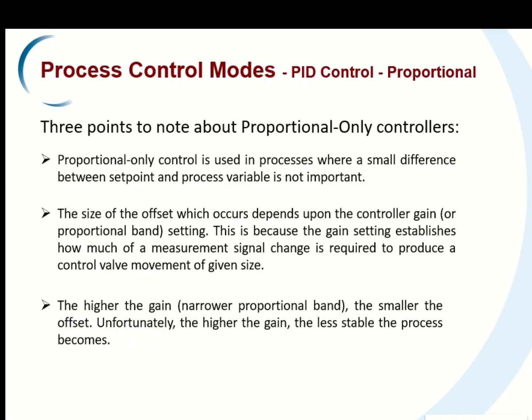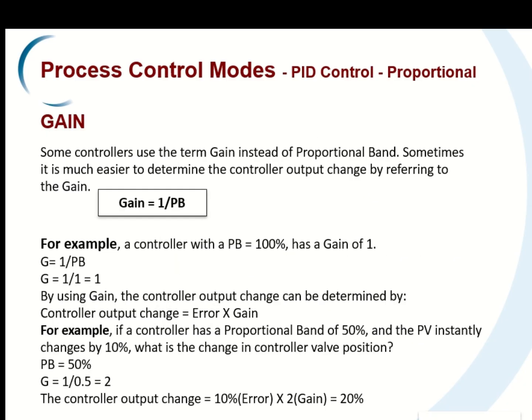So 3 points we have to consider about proportional controller. Proportional controller is used in processes where small difference between set point and process variable is not important. The size of offset which occurs depends on the controller gain or proportional band settings. This is because the gain setting establishes how much the measurement signal changes to require or produce a control valve movement of a given size. The higher the gain, the narrower the proportional band, the smaller the offset. Unfortunately, the higher the gain, the less stable the process becomes. So we saw the formula of the gain, we saw how it changes the controller output.